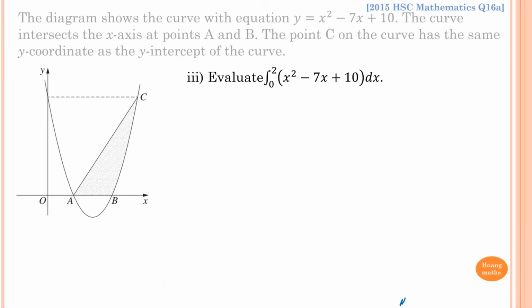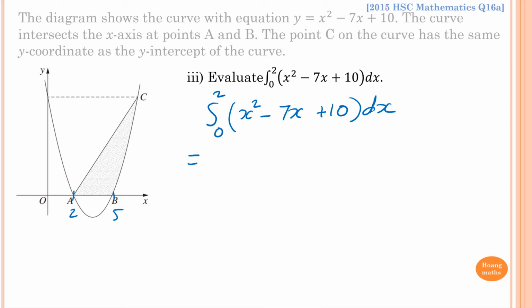Evaluate from 0 to 2 of x squared minus 7x plus 10 dx. So if you think about it, this is actually from the previous part, we know that this is 2 and this is 5. If you evaluate from 0 to 2, it actually gives you this area here. But at the moment, we just evaluate. So I just write this down, evaluate from 0 to 2, x squared minus 7x plus 10 dx.